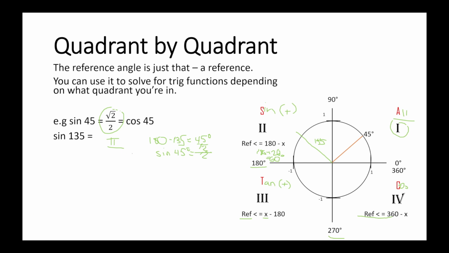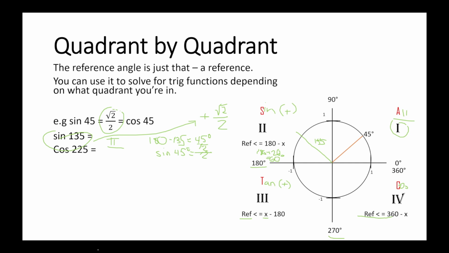Second step, what quadrant am I in? I'm in quadrant 2. Sine is positive in quadrant 2. That means that my final answer for this would be positive radical 2 over 2. If it wasn't sine, if it was cosine of 135, cosine is not positive in quadrant 2, so I would put a negative here. Okay, I'm going to try one more time.